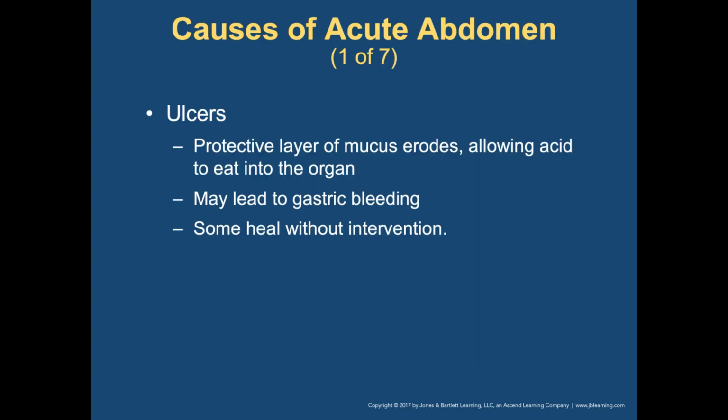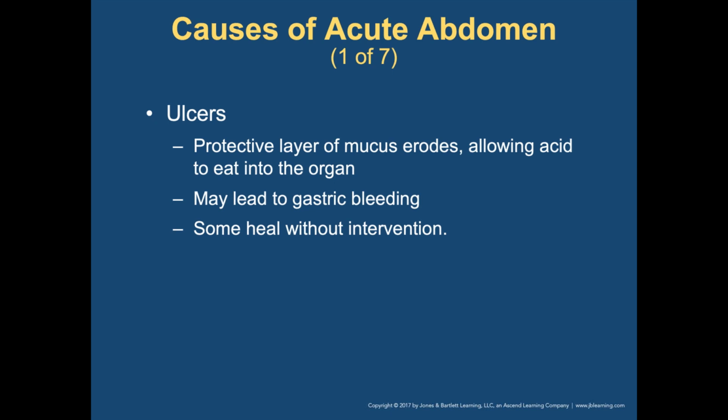Causes of acute abdominal pain. You may have ulcers. The protective layer of the stomach erodes, allowing acid to eat at the organ. So over time, it just eats itself, and now you're starting to pay for it. Causes of peptic ulcers: you may have a Helicobacter pylori infection. If y'all want to spell this one, it's a common spelling, so you can write your notes down. Alcohol and smoking are also causes. If the erosion is severe, it can lead to gastric bleeding.